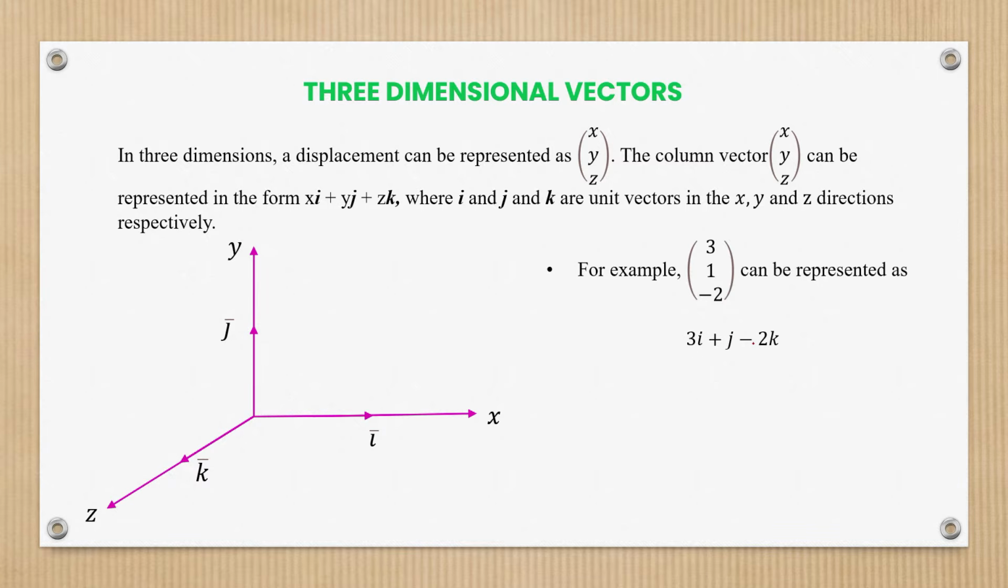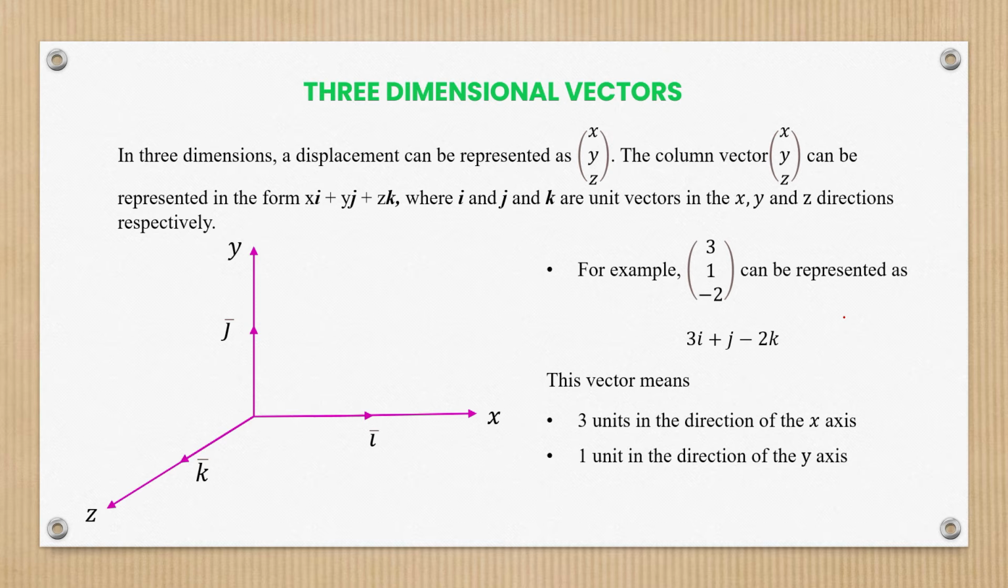Why do we have a minus here? It's because we actually have this as a negative. So you can say this vector means that we've moved 3 units in the direction of the x-axis, 1 unit in the direction of the y-axis, and negative 2 units in the direction of the z-axis.